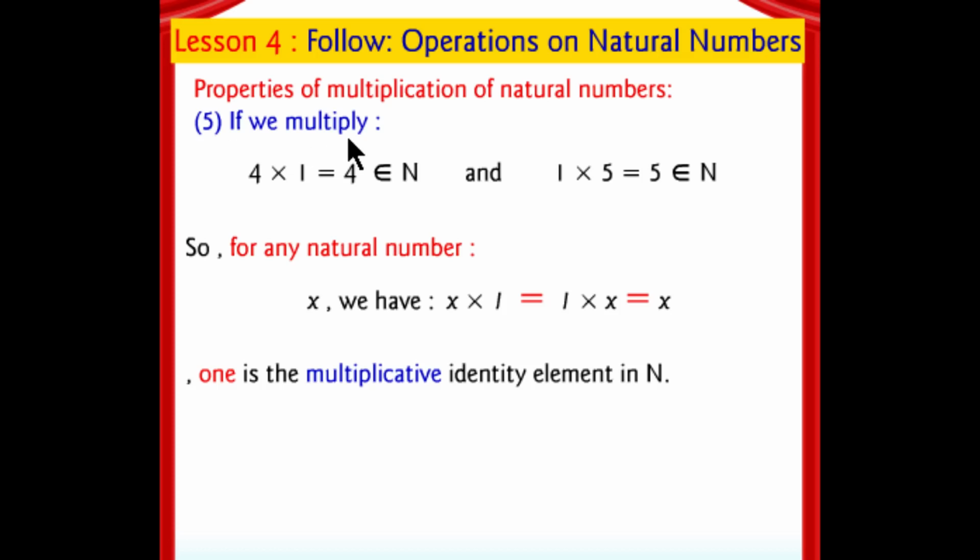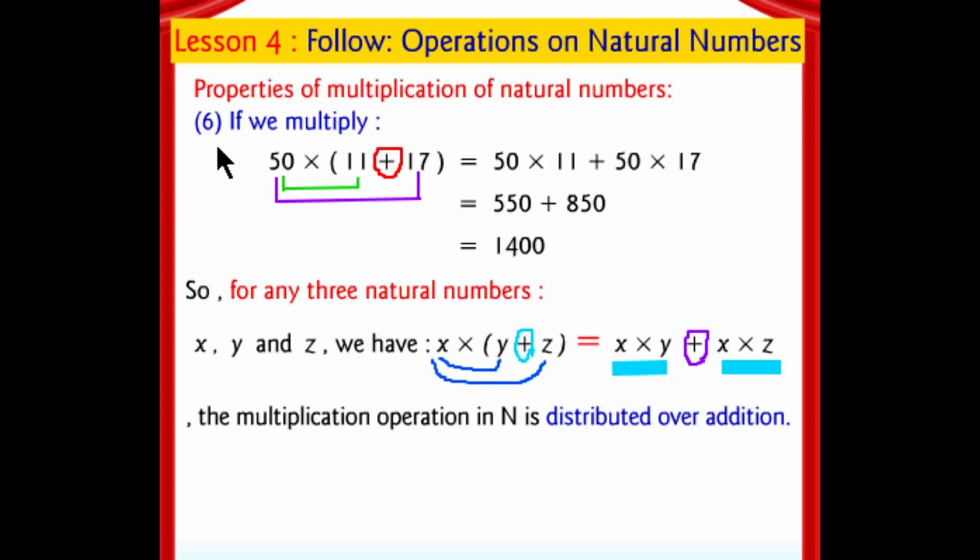5. If we multiply 4 times 1 equals 4, 4 belongs to natural numbers. And 1 times 5 equals 5, 5 belongs to natural numbers. So for any natural number x, we have x times 1 equals 1 times x equals x. 1 is the multiplicative identity element in natural numbers.